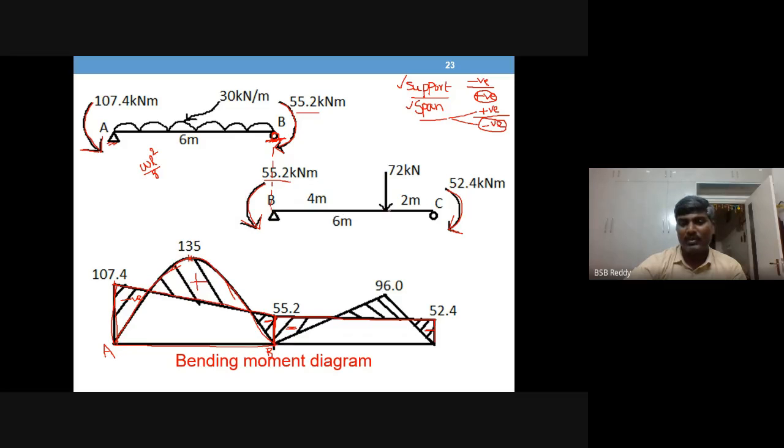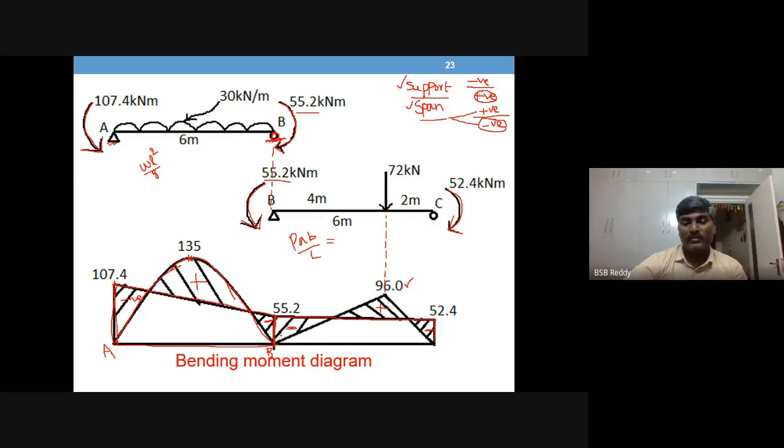It is a simply supported beam with point load. So under the point load, we will expect maximum bending moment, and the maximum bending moment value, for an eccentric point load, the formula is P A B by L. That is the maximum bending moment for a simply supported beam under eccentric point load. 72 into 4 into 2 divided by 6. That is coming to 96.0. So this is positive.